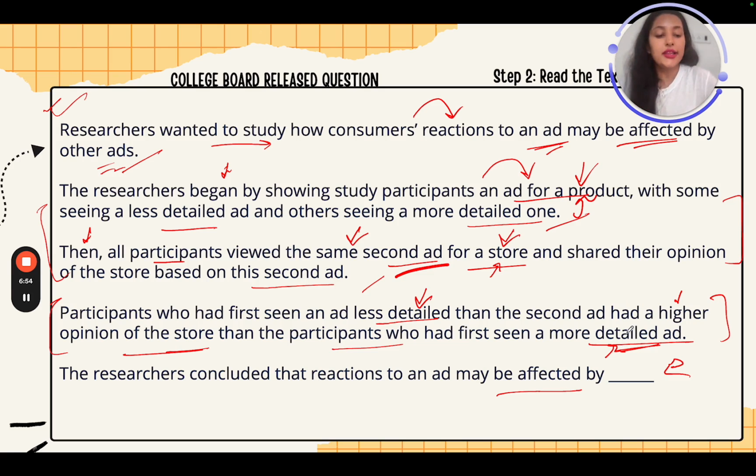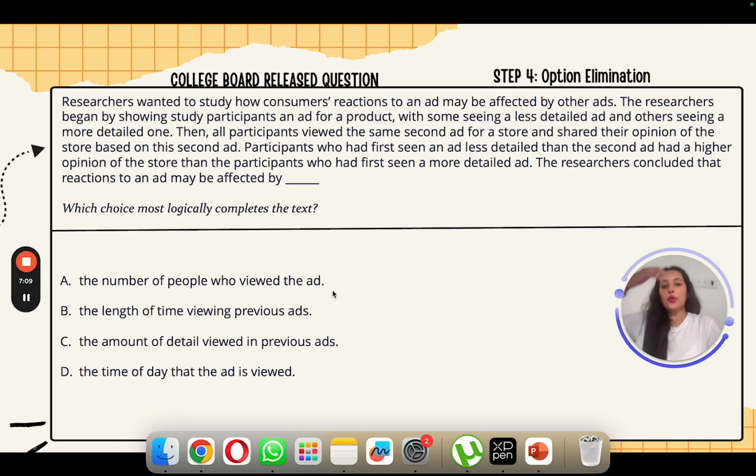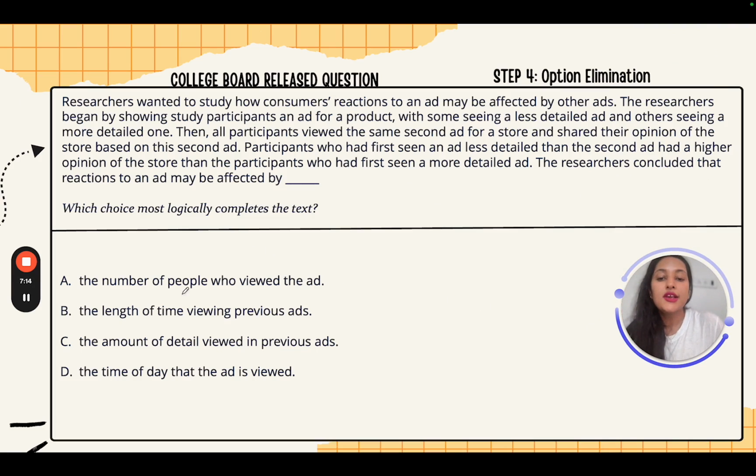Now with all this understanding, let's go ahead and eliminate our options. Okay, option A, the number of people who viewed the ad. Did the text anywhere talk about the number of people who are viewing the ad? Nowhere, right? This is totally irrelevant because this is not what affected their reactions. We know the answer to this: the detailed and less detailed ad. That is what affected their reactions in a certain way, not the number of people. So this option can be marked incorrect because it's just irrelevant to the text.